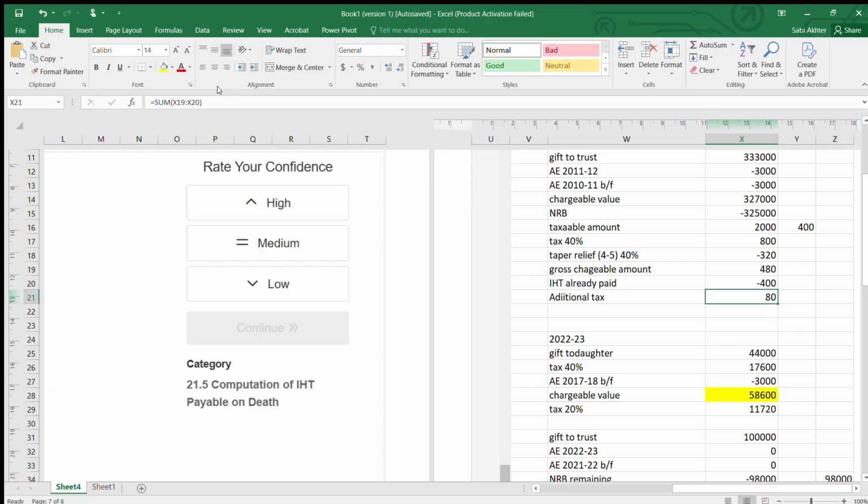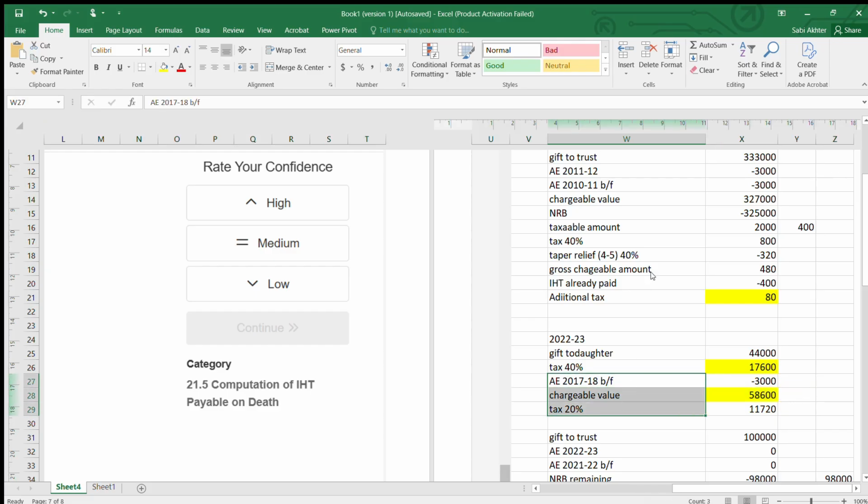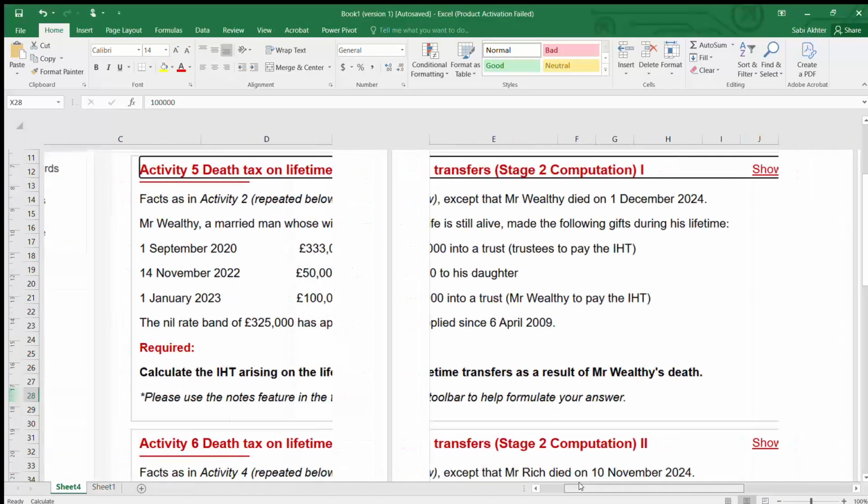So let me highlight the main answers. This one and this one. Now, what's next? You have to see whether there is any taper relief or not. Okay. See, no lifetime tax paid because it was a PET. You don't have to deduct, but you have to see the taper relief.